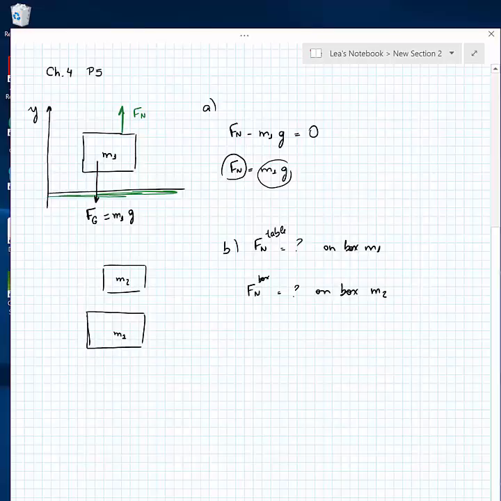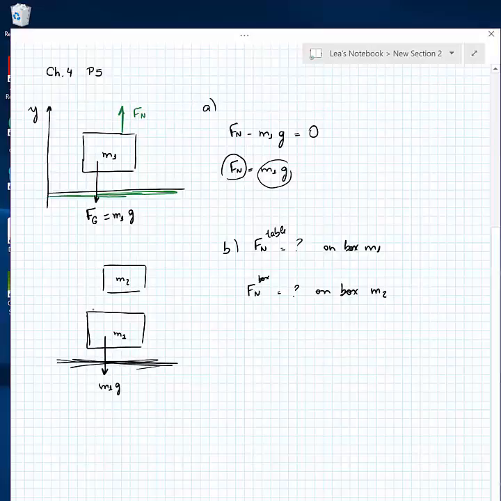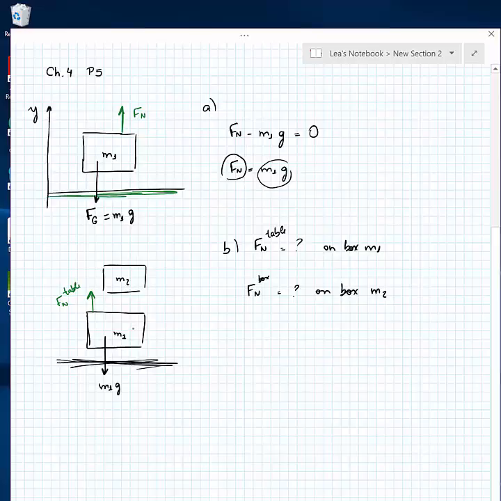To solve this problem, again, let's draw all the forces on each one of these objects. Starting with m1, we have the weight m1g. It's touching the table, so it has the normal force, Fn caused by the table. What else? I have this box m2 touching the box m1, so exerting a force down on box 1. All right, so I drew all the forces on box 1.